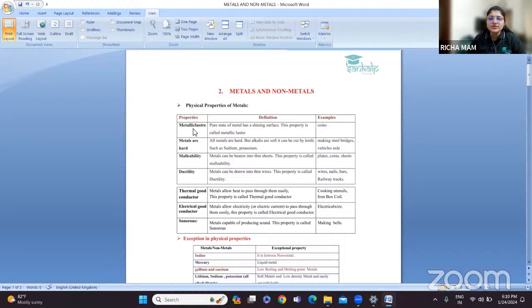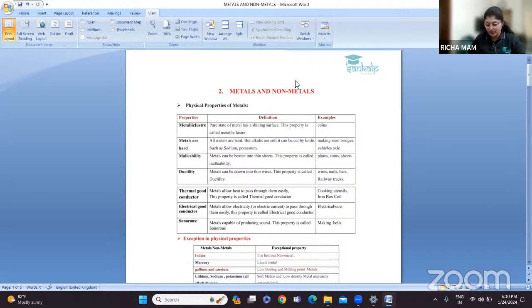The first property is metallic luster. What do we mean by metallic luster? The pure state of a metal has a shiny surface. You have seen most of the metals. They have the unique property of shine. Because of the shiny surface, the metal is said to have a property which is called luster.